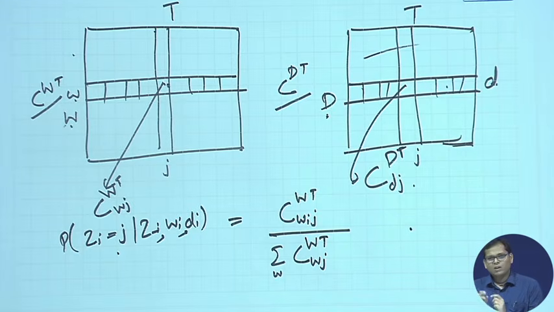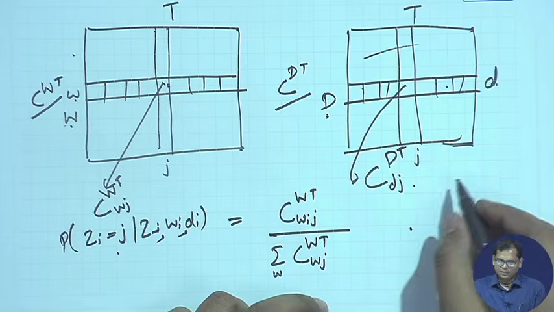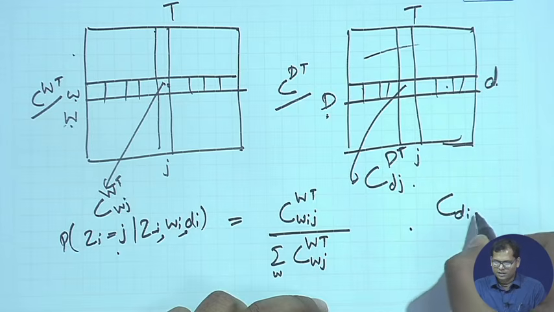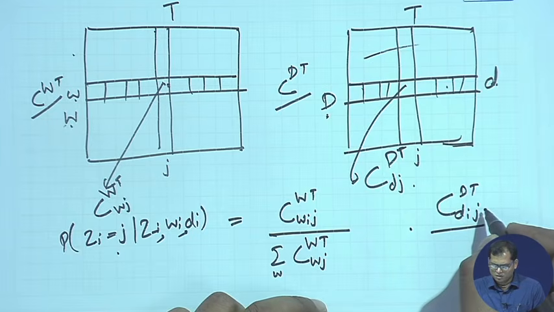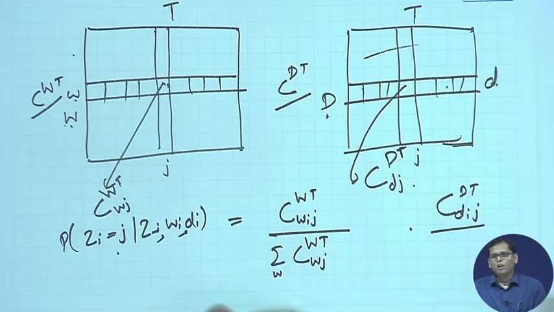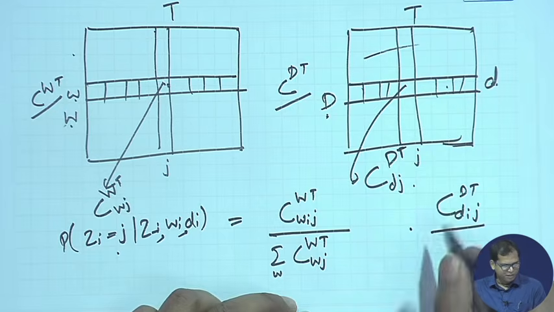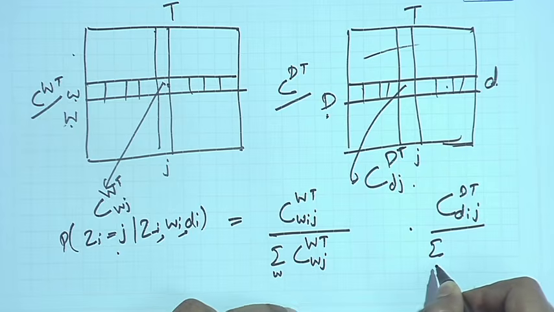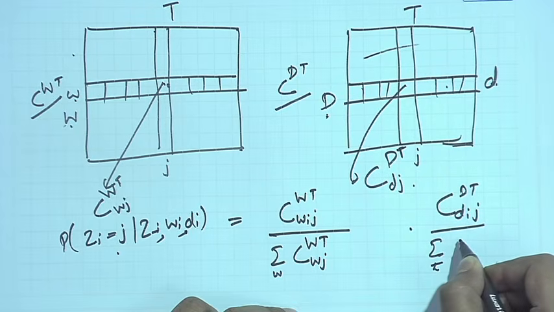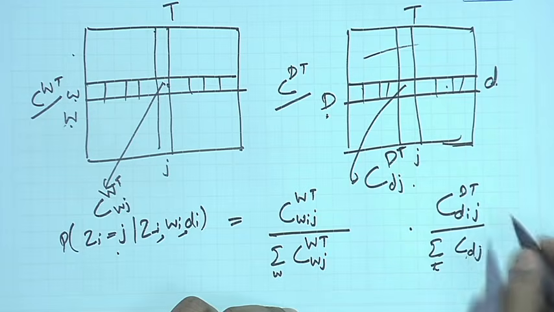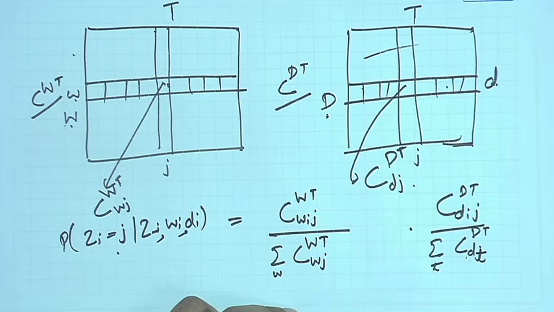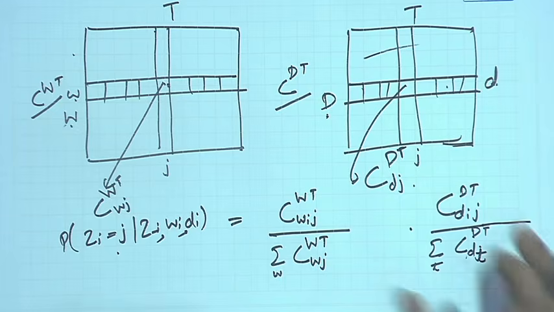Similarly, for how likely topic J is to come under document D, this would be C_dj^DT for the current instance, divided by the summation over all the topics that are assigned in this document. So, this will be the summation over all my topics of C_dt^DT. Okay, so this will be the simple formulation.